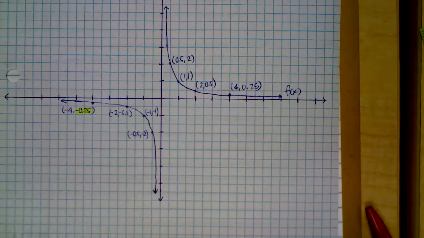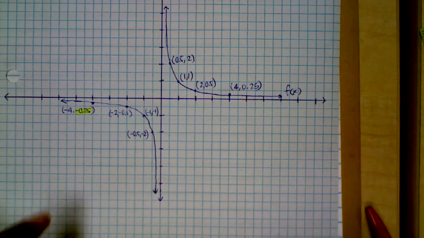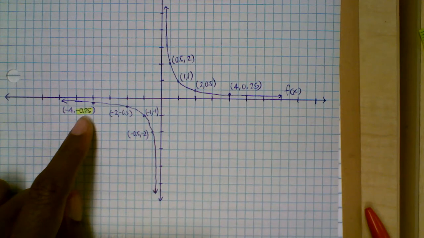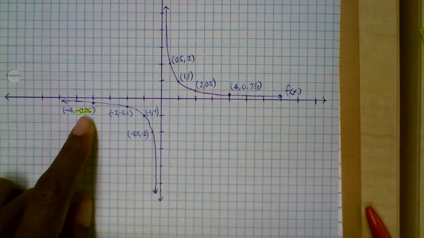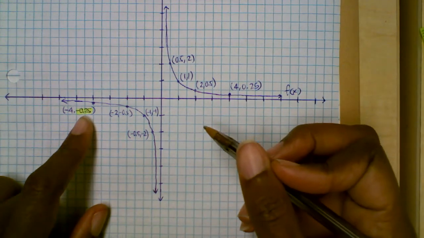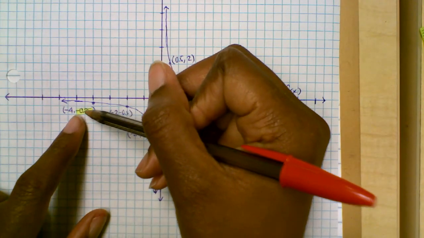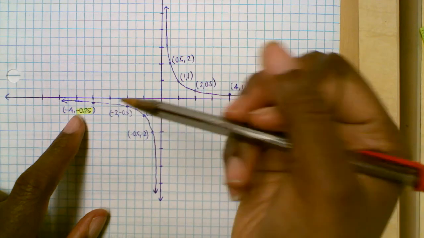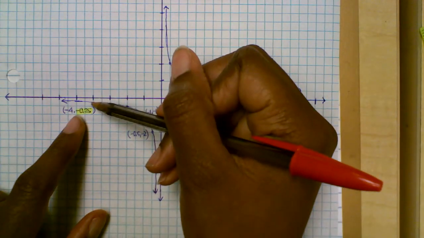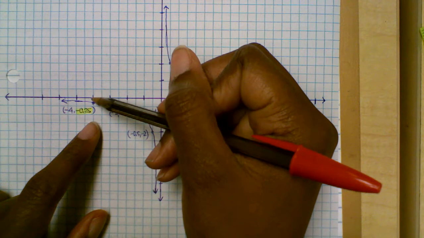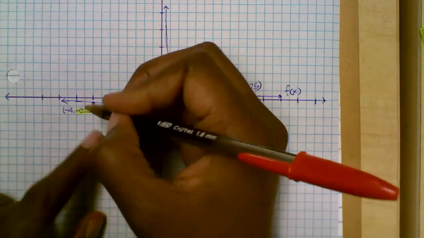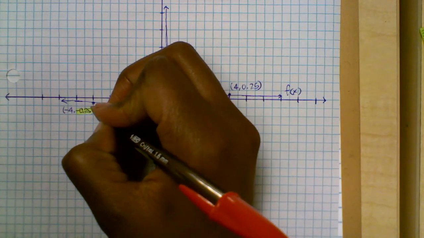So for instance, negative 0.25 multiplied by 2 will give us negative 0.5. So the new ordered pair is going to be negative 4, comma, negative 0.5. What is negative 4? Negative 4 is right here. And then I have to go down to negative 0.5, which is right here. That's a new ordered pair.